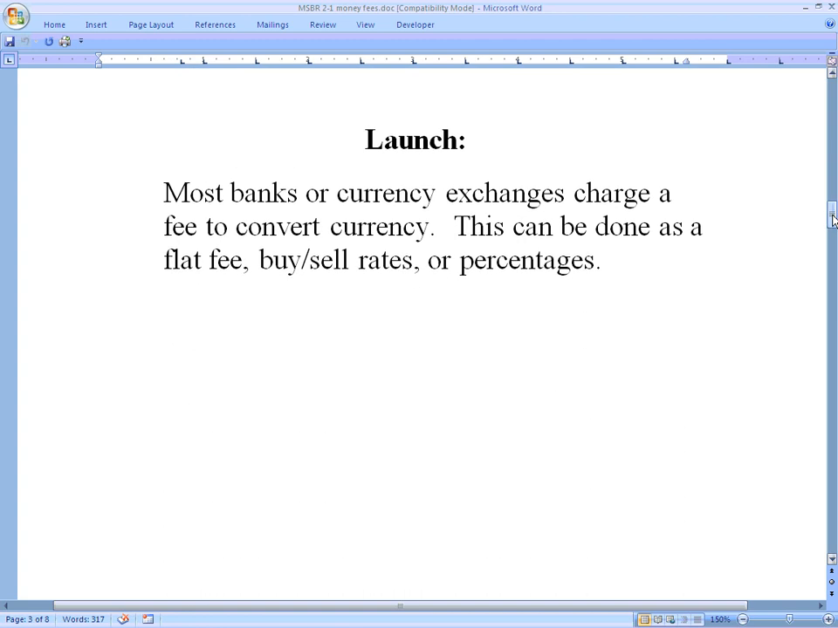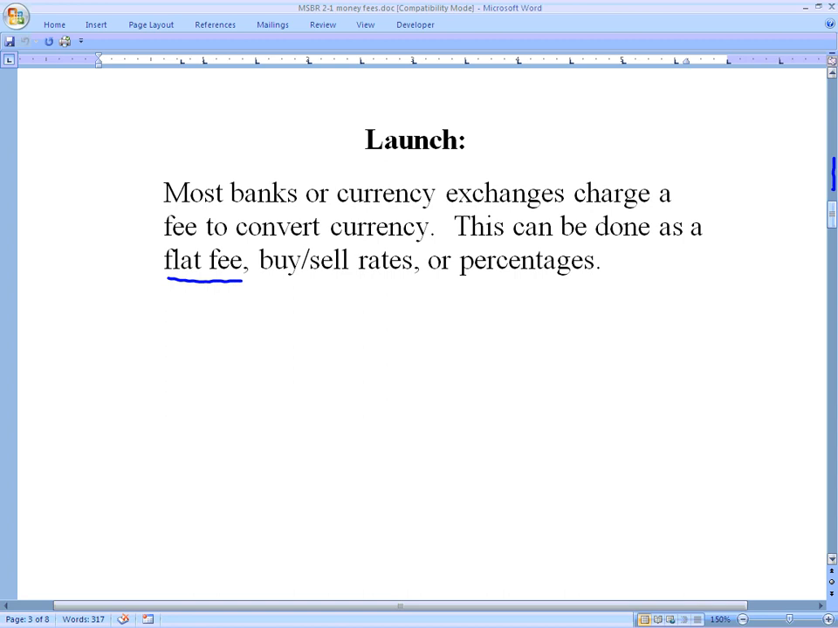When we exchange currency, whether we're talking dollars to pesos, pesos to yen, whatever the case is, most banks will provide the service of currency exchange, but they charge a fee to convert the currency. This can be done three different ways that we'll be looking at. One can be a flat fee.